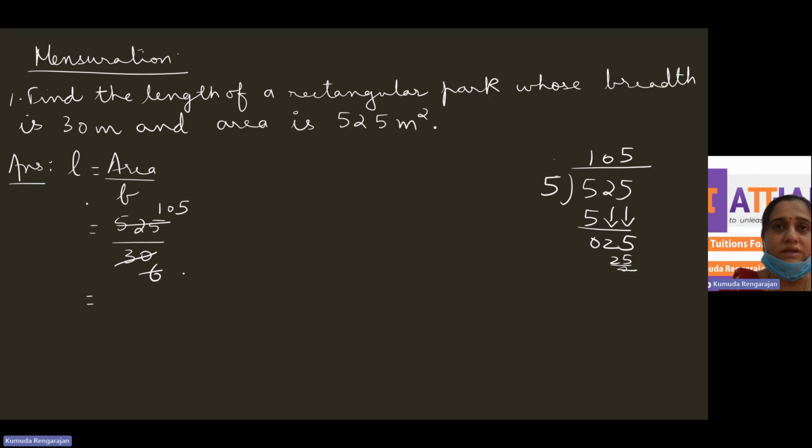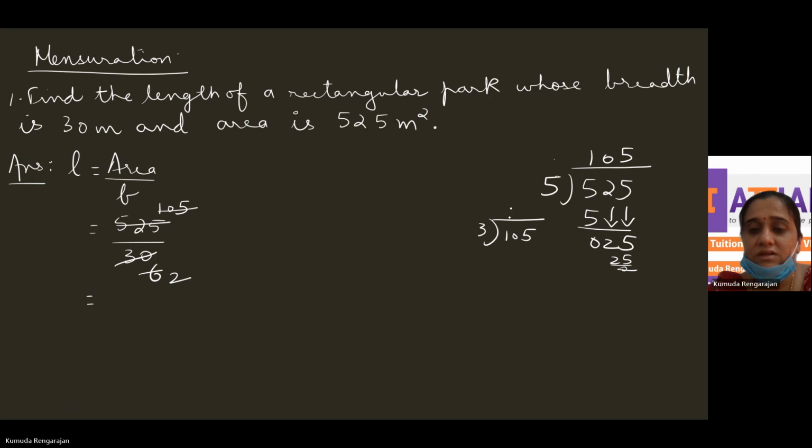Now it's divisible by 3. 105 and 6 are divisible by 3. 3 how many times? 3 2s are 6. And here how many times 3? You can divide and check. 3 into 105. 3 3s are 9. 1. 5 comes down. 3 5s are 15. Correct? So this is 35 times.